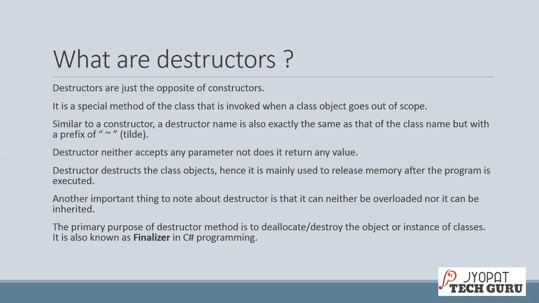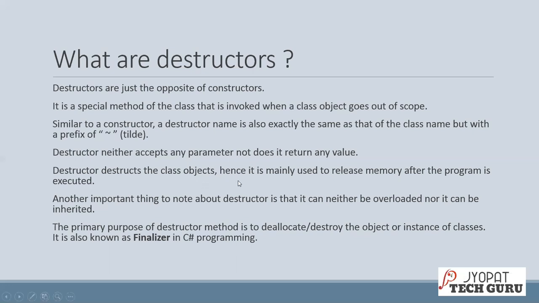So let us try to understand the definition of a destructor. Destructors are just opposite to constructors. It is a special method of the class that is invoked when a class object goes out of scope. In case of a constructor, we used to initialize the variables. Destructors are invoked whenever the class object goes out of scope. Similar to the constructor, a destructor name is also the same as that of the class, but it should be preceded with a tilde symbol. A destructor neither accepts any parameter nor returns any value.